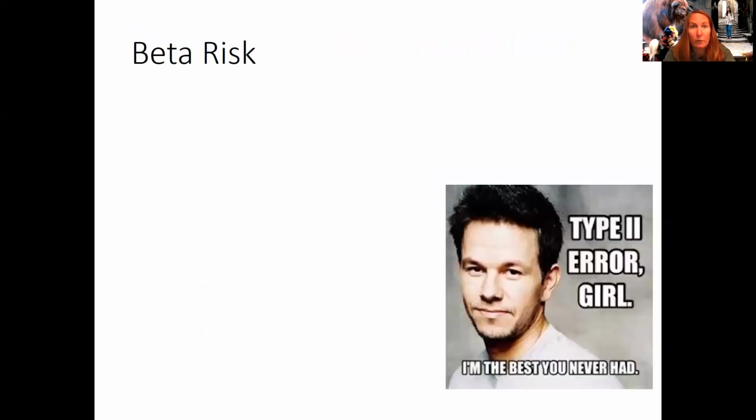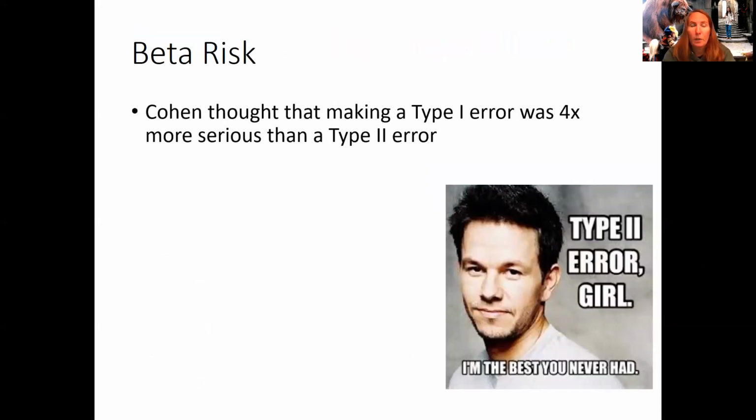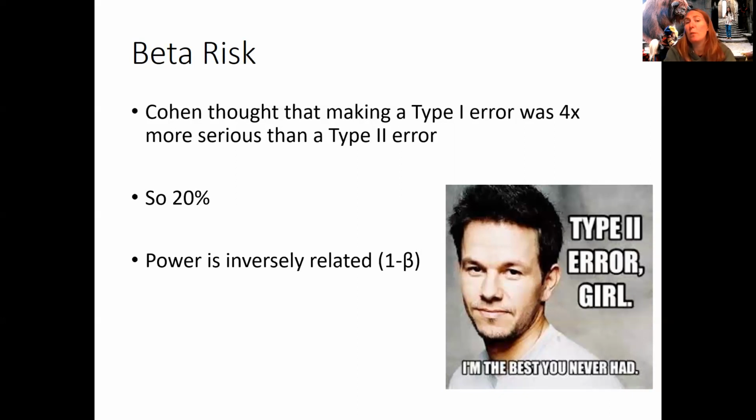So that's what power is doing for you. So Cohen, who is the big stats guy, and he was the one that came up with a lot of these ideas behind stats, if you're interested in the history, which I'm not. But nevertheless, he decided that making a type 1 error was a lot more serious than making a type 2 error. So in this instance, he decided that making a type 1 error was 4 times more serious than a type 2 error. So we're only going to give ourselves 5% risk. We have to be 5% or lower of our risk of making a type 1 error. But for beta risk, we're going to give ourselves up to 20%.